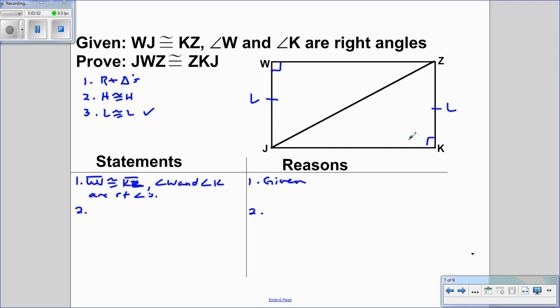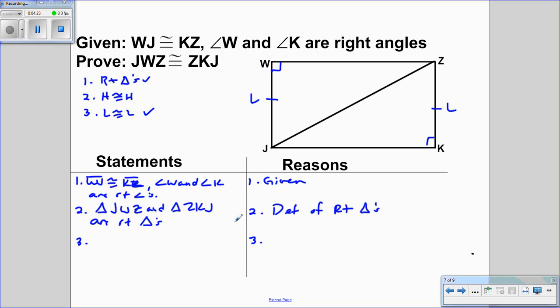Now, since these two angles are right, by the definition of right triangles, any triangle with a right angle says that the triangles are right. So I'm going to use that as step 2. Triangle JWZ and triangle ZKJ are right triangles. And that's by the definition of right triangles. Okay, so we got our right triangles checked off.